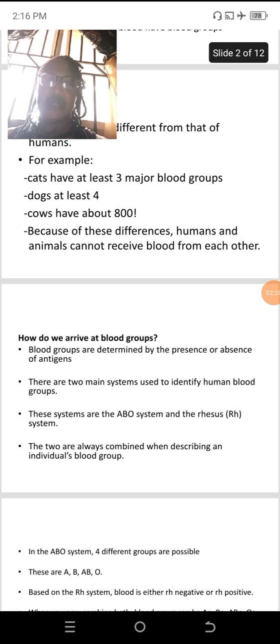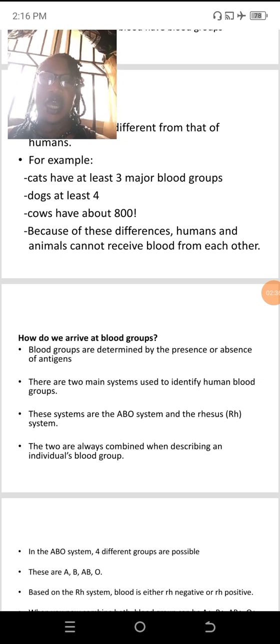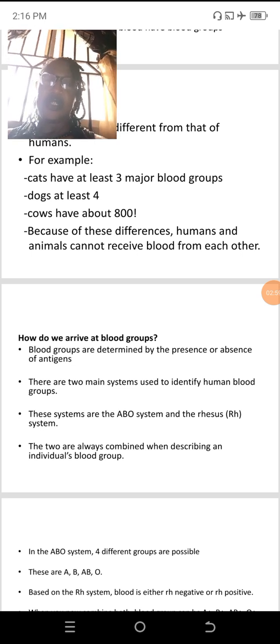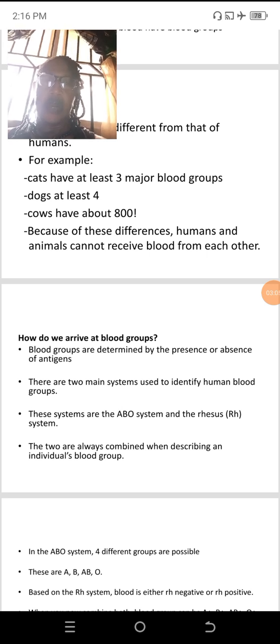So how do we arrive at these blood groups? They are determined by the presence or absence of these molecules that are called antigens. And based on these antigens, two main systems are used to identify human blood groups. And these two systems are designated as the ABO system and the rhesus or RH system. So you have the ABO system separately, you have the rhesus system separately. However, these two systems are always combined when describing an individual's blood group.